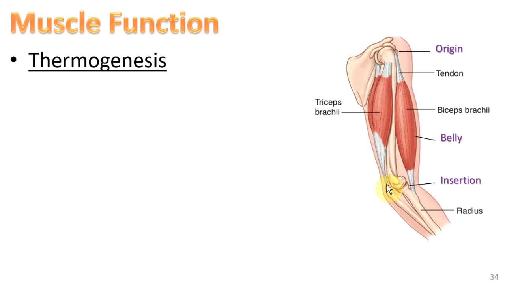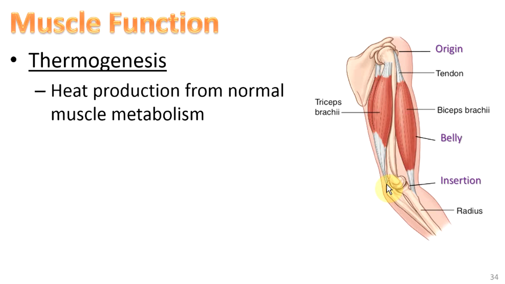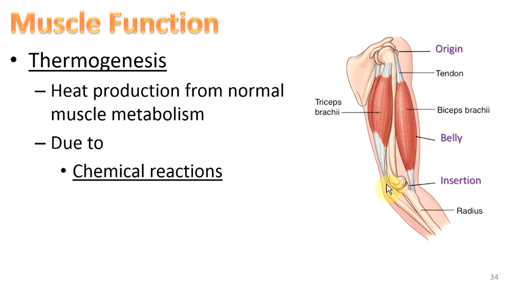Genesis means to generate. So this is the generation of heat from the normal metabolism of the muscle. It's due to two things. Now, the main thing, by far, is the chemical reactions that occur. You remember in Chapter 2, we talked about decomposition reactions. When we decompose a molecule, that means we break bonds, and when we break bonds, it releases energy.